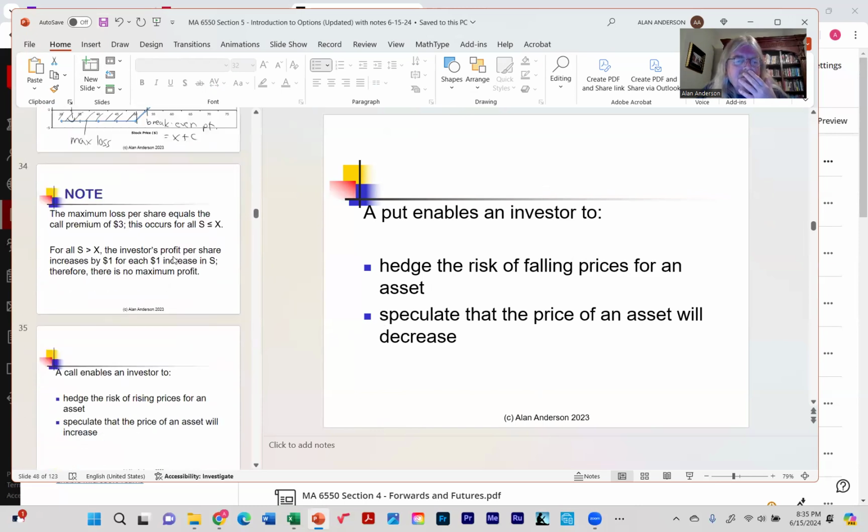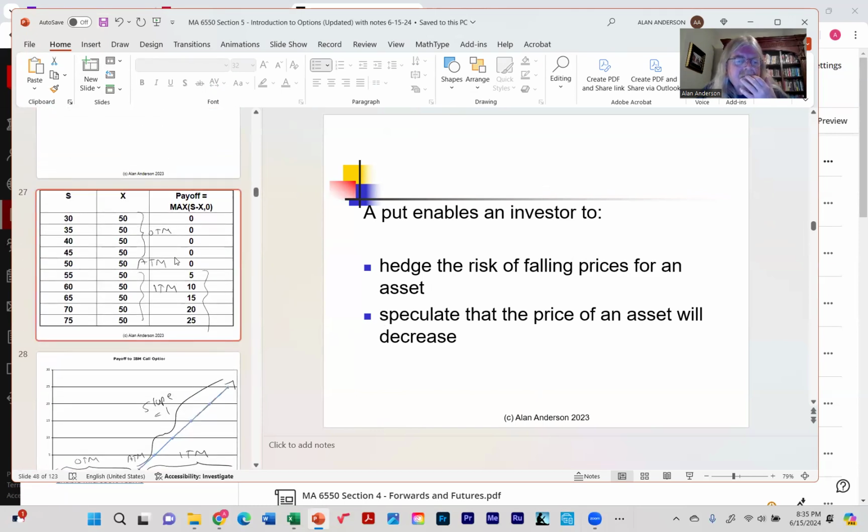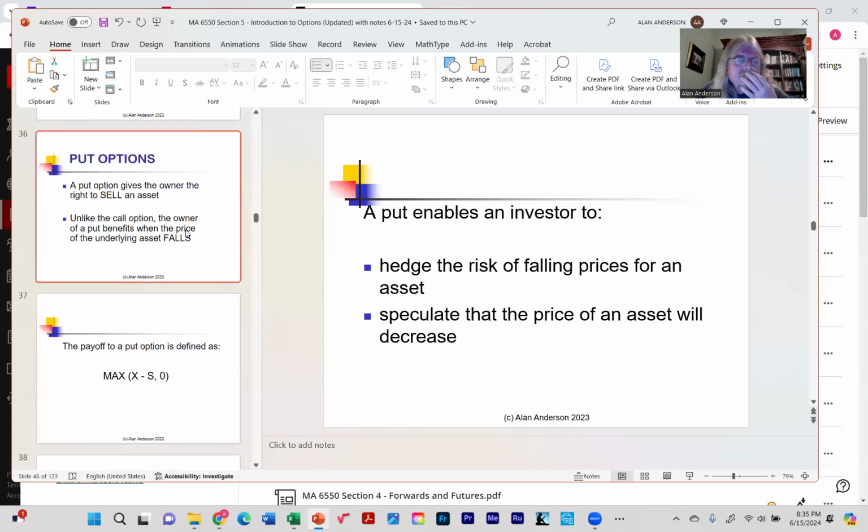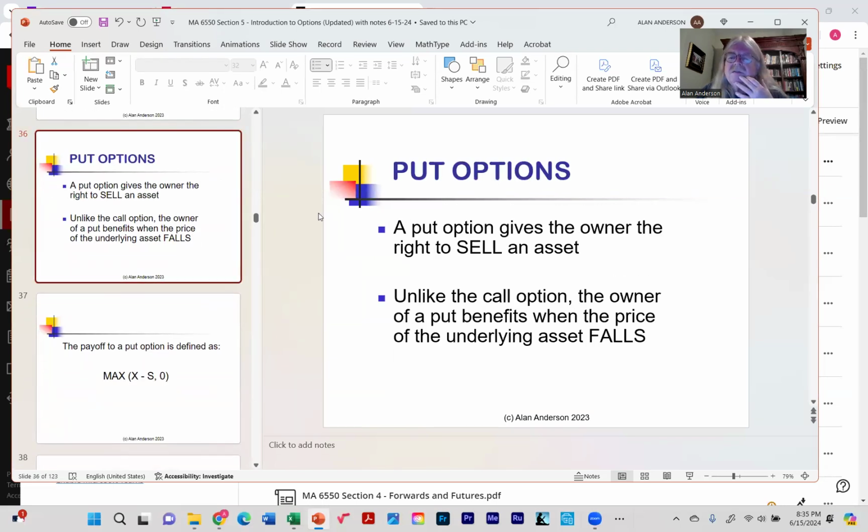All right. So let's look at puts. This is the one that gives you the right to sell an asset, which means you're bearish on the asset. Now, what's interesting is that before puts came along, it wasn't really easy to speculate that prices were going down. With stocks, there's this procedure you can follow called a short sell, but it's very complicated and very difficult to carry out. But here it's easy. If you think that Apple is going down, no problem, just buy a put.